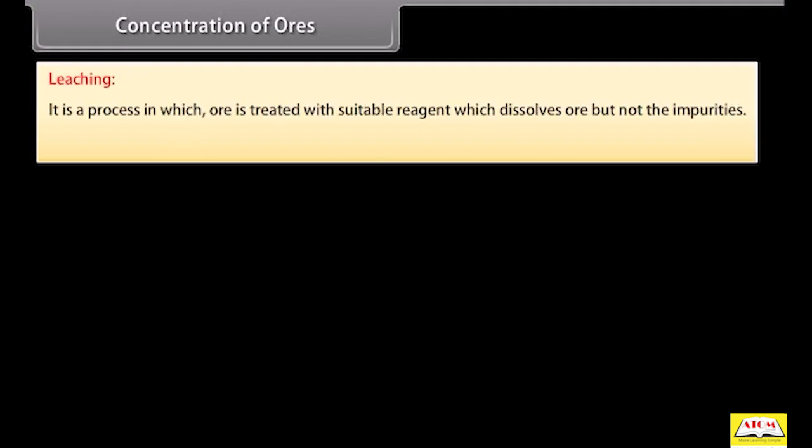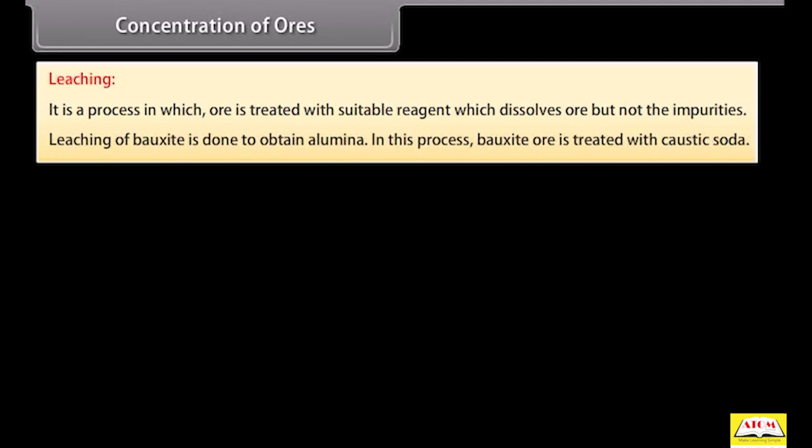Leaching. It is a process in which ore is treated with a suitable reagent which dissolves the ore but not the impurities. Leaching of bauxite is done to obtain alumina. In this process, bauxite ore is treated with caustic soda.